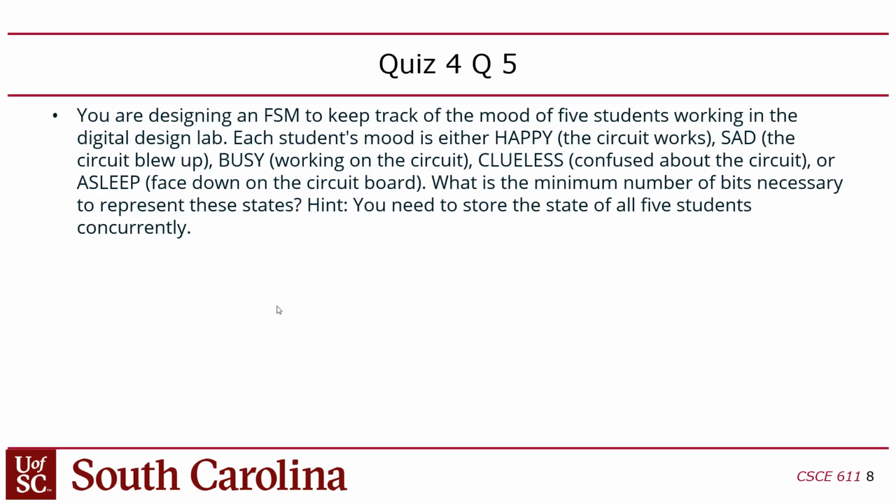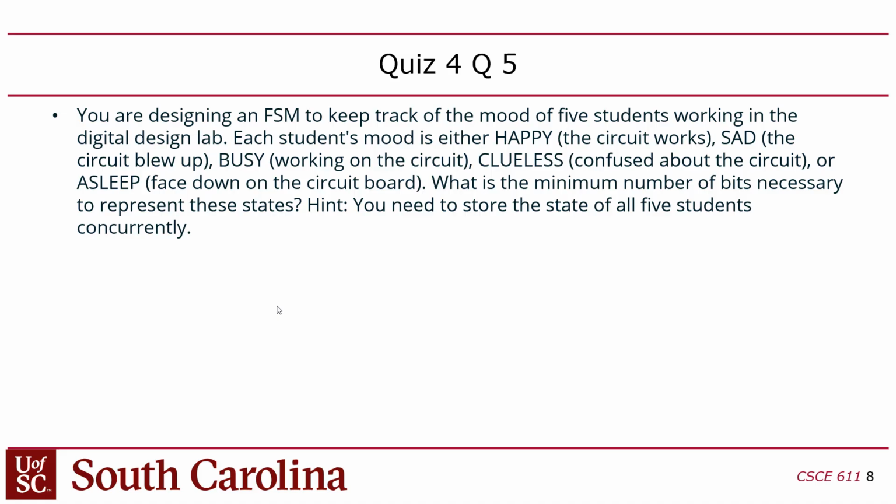Of course, I think Blackboard randomizes the order of the answers, so it may not be F in your case. You're designing an FSM to keep track of the mood of 5 students working in the digital design lab. This is from the textbook, by the way. Kind of a silly question, but each student's mood is either happy, sad, busy, clueless, or asleep. So there's 5 moods. What's the minimum number of bits necessary to represent these states?